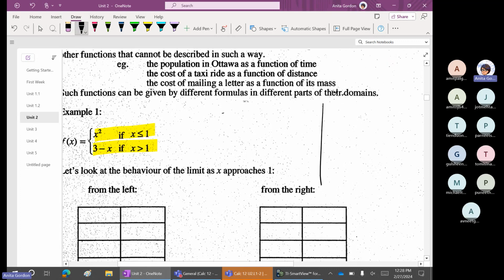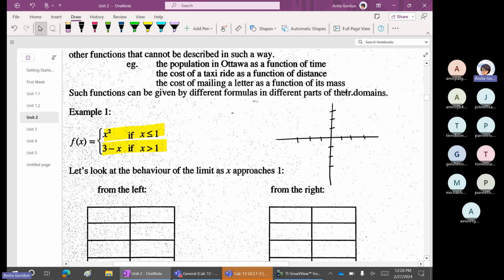So here, let's do 1, 2, 3, 1, 2, 3, 1, 2, 3, 1, 2, 3. Okay. If x is less than 1, then the equation gives me x squared. What's the shape of x squared? Parabola. Parabola starts at 0, 0. I'm going to do the left side first because it's less than 1. 1, 1, 2, 4. And so I have something that looks like this.